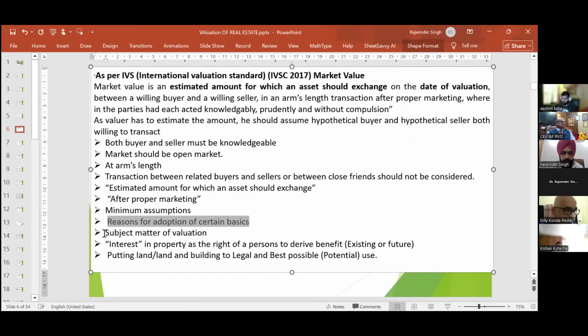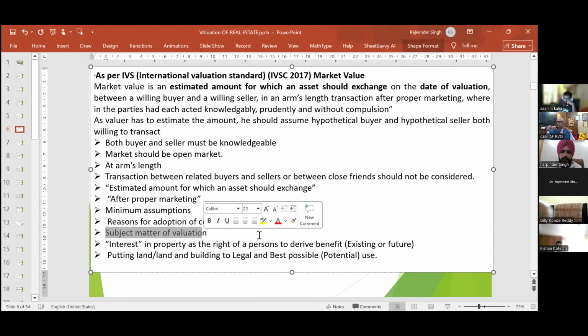And of course, you should know the subject matter of valuation. What is subject matter of valuation? Means for what purpose you are doing valuation. So value will change with the change of purpose of valuation. If you are doing valuation for capital gain purpose, it will have different value. If you are doing valuation for banking purpose, it will have different value. So depending upon the purpose of valuation, the value of the asset will change. The same asset will have different value with a different purpose.